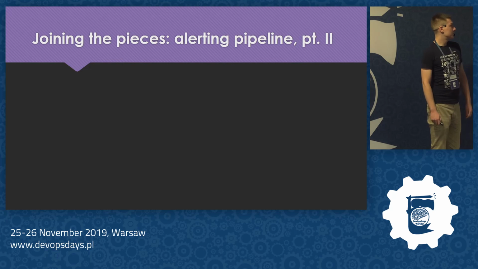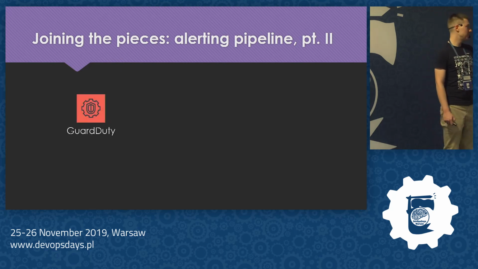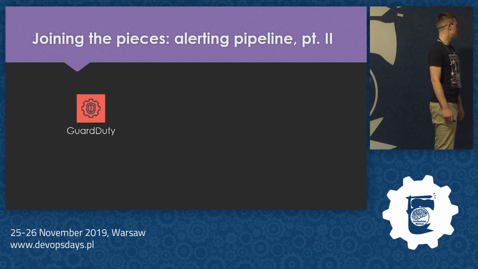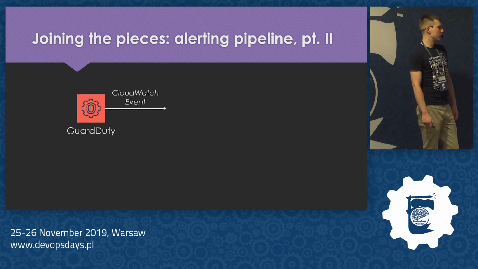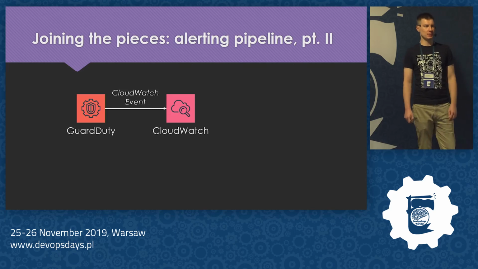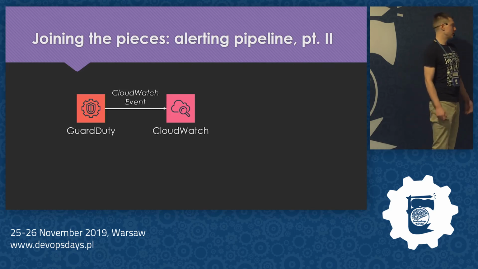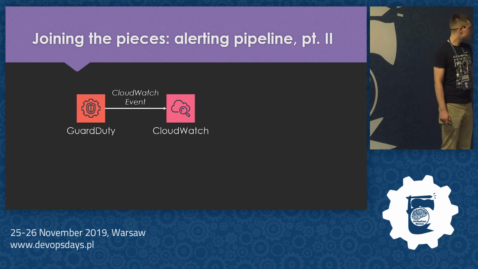And similar to CloudTrail, we can also envision some alerting pipeline, maybe more fancy here with GuardDuty. So there is this common theme of piping all of the events from GuardDuty to CloudWatch, which is another AWS service that allows you to monitor not only security events, but also any sort of other metrics and type of events in your AWS account.